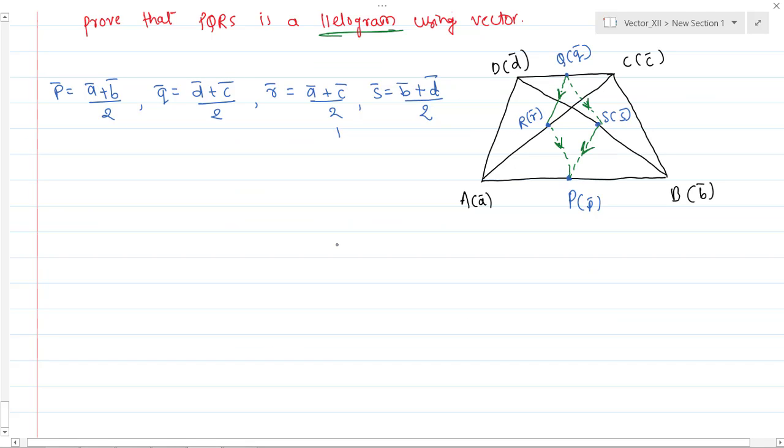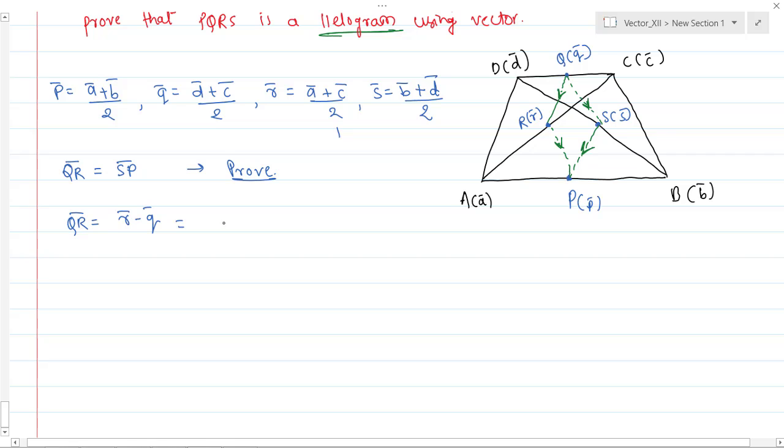Perfect. So what we want to prove is that QR bar is equal to SP bar. Okay, this we want to prove. So how to prove? So let's take one by one. What is QR bar? QR bar is nothing but R bar minus Q bar.